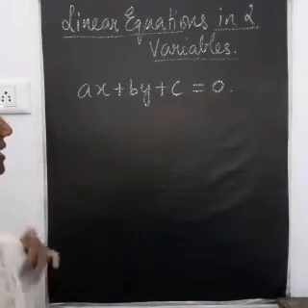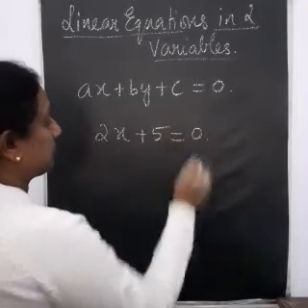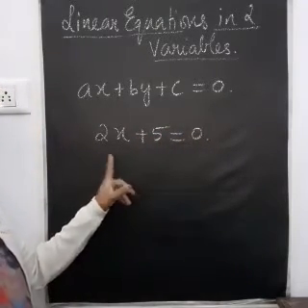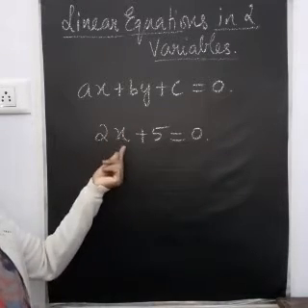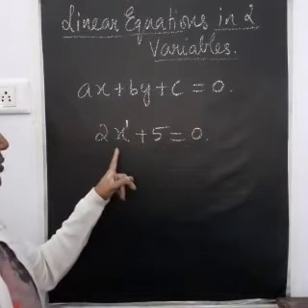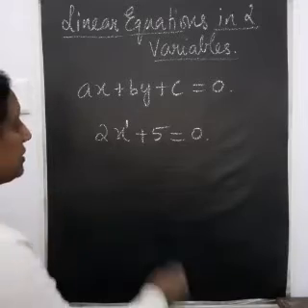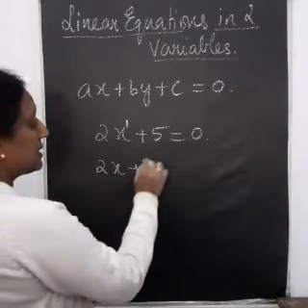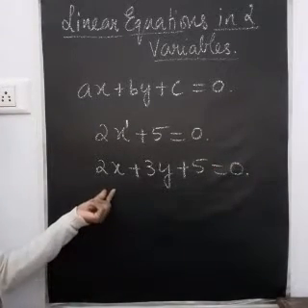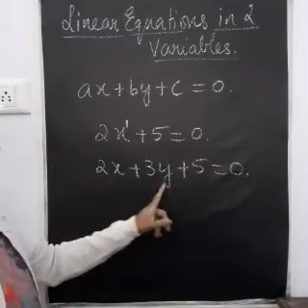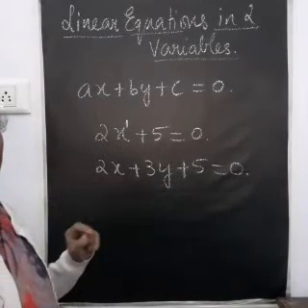Supposing I have an equation like 2x plus 5 equal to 0. It is a linear equation because the highest power of x is 1, but there is only one variable, so this is a linear equation in one variable. Now supposing I have 2x plus 3y plus 5 equal to 0. This is a linear equation where the degree of x and y is 1, as well as there are two variables.